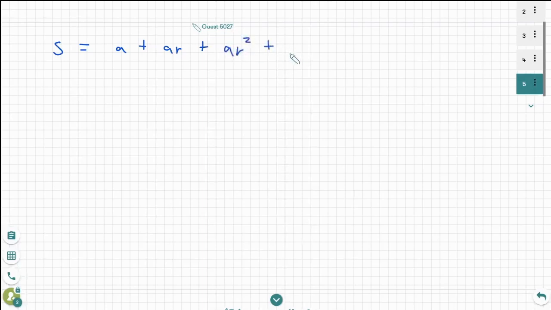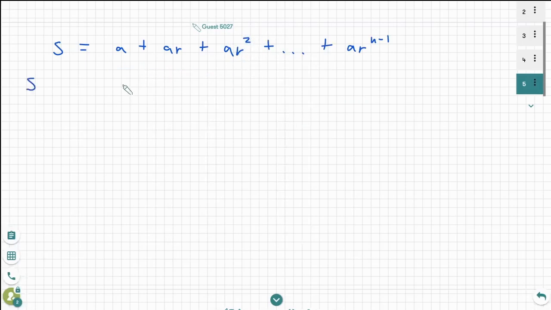So on until your last term would be AR raised to the n minus 1 power, where n represents the number of terms you have. Do you know why it's n minus 1? Because you're starting at 0, so you have to take away 1. For example, if you have 3 terms, the last exponent is 2, so it's 1 less than the number of terms you have.